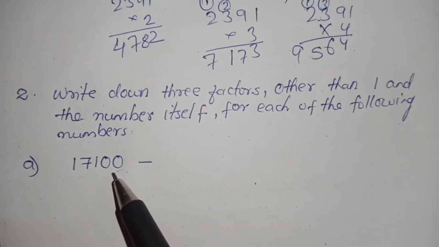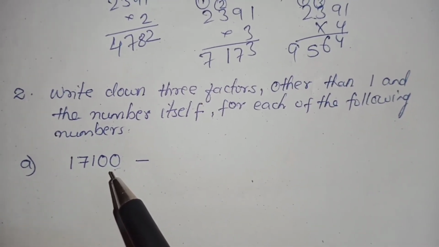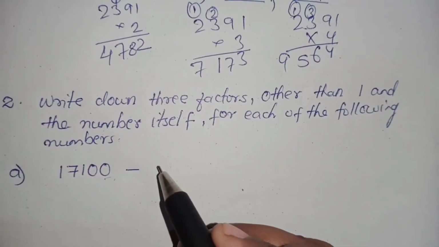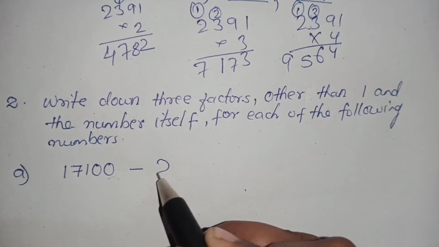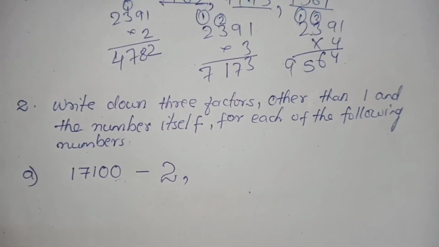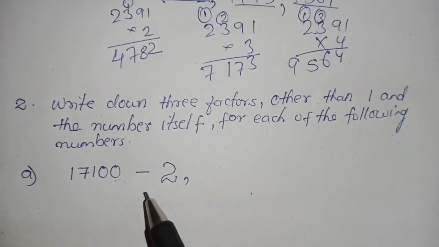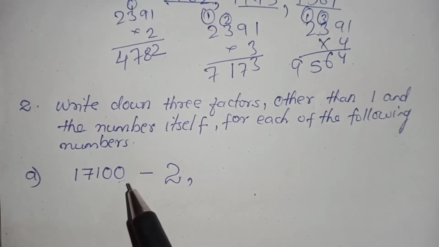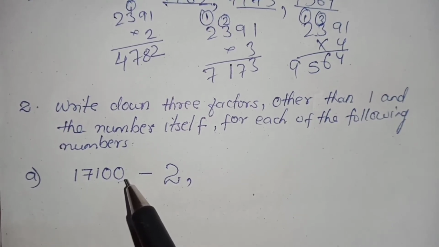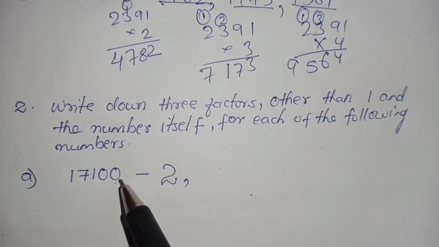I will teach you about divisibility in detail, but you know about this 2 and 3 and all. So this will come in the table of 2. I have to write 3 factors now. Any 3 factors you can write. This will even come in the table of 3 also. You can check by the divisibility.